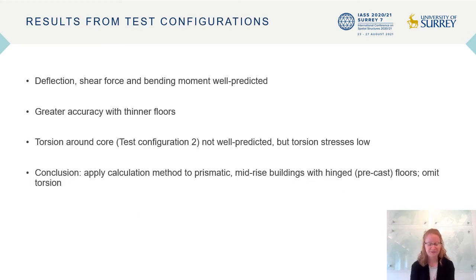After analyzing the 3 configurations, I found the following results. Deflection, shear force, and bending moment were very well predicted by this rigid floor method, and the accuracy became better as the floors became thinner. However, torsion around the core from test configuration 2 was very badly predicted. But I compared the torsional stresses against the bending stresses, and I found that the torsional stresses were much lower than the bending stresses. In conclusion, I determined that the calculation method should be applied to prismatic mid-rise buildings with hinged floors, but that torsion should be omitted.